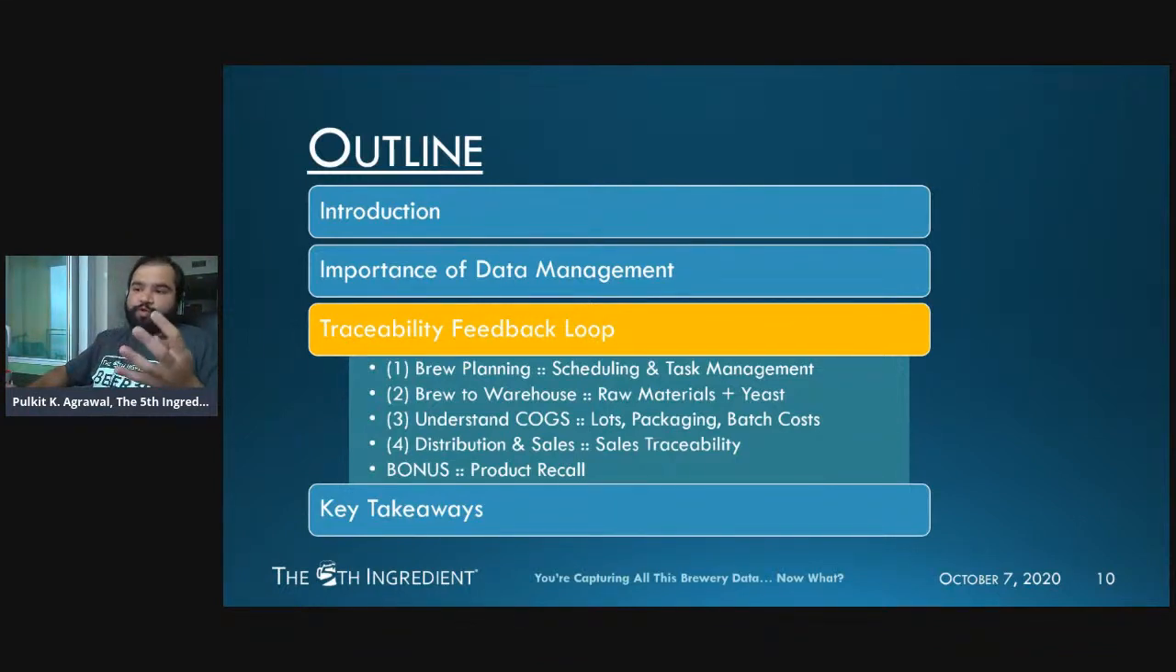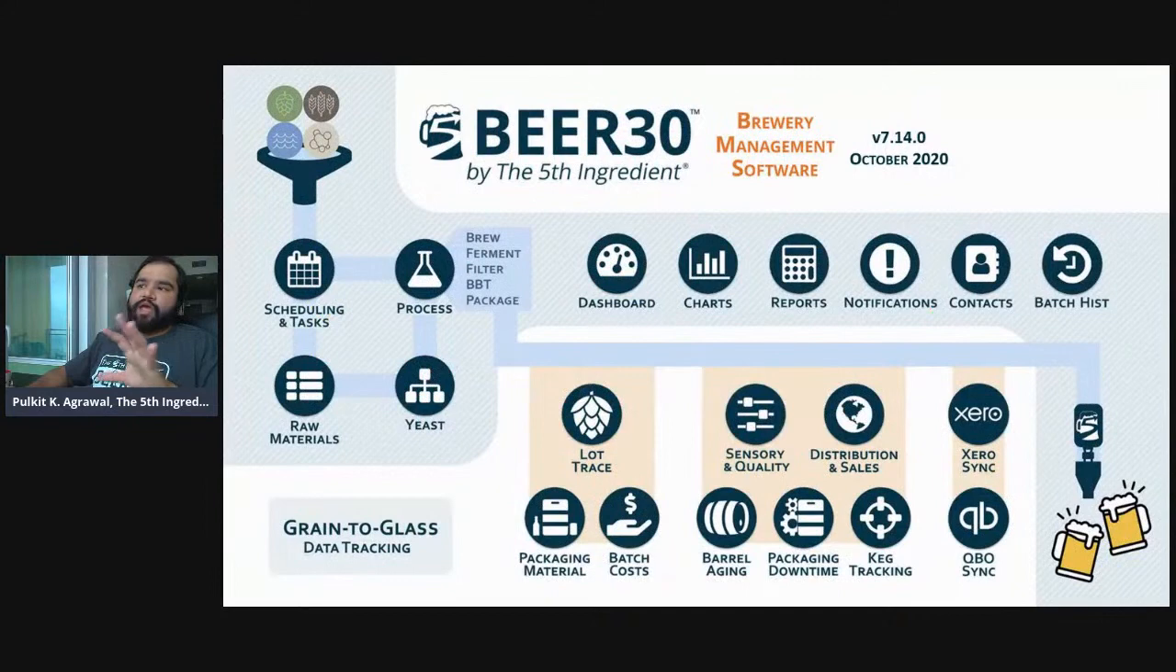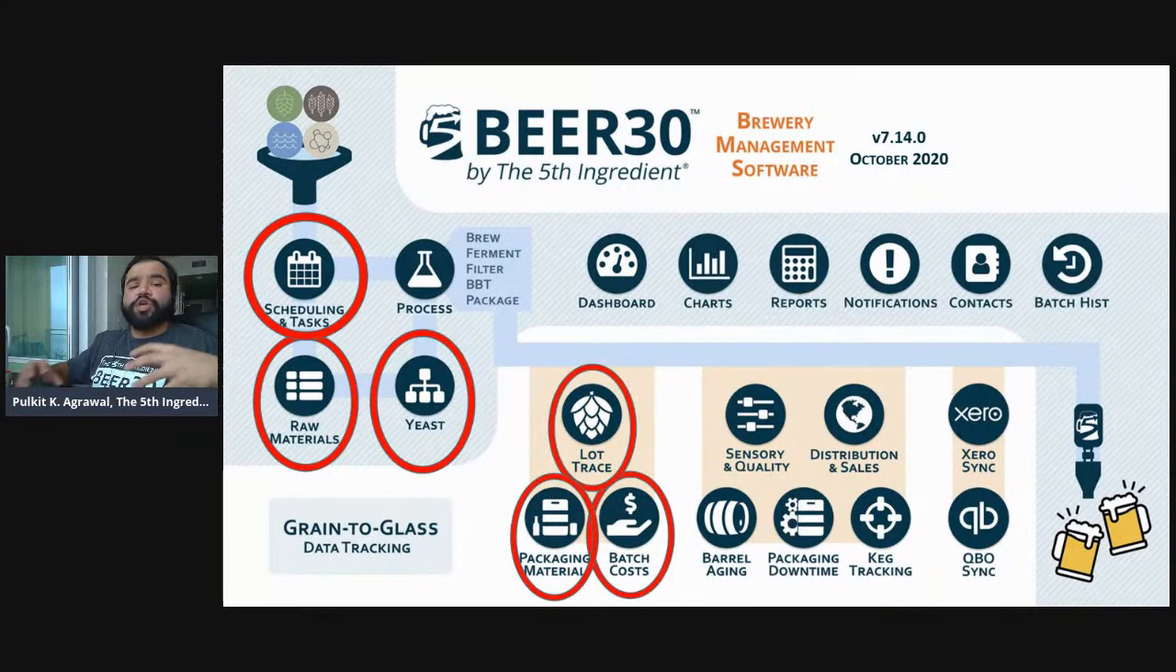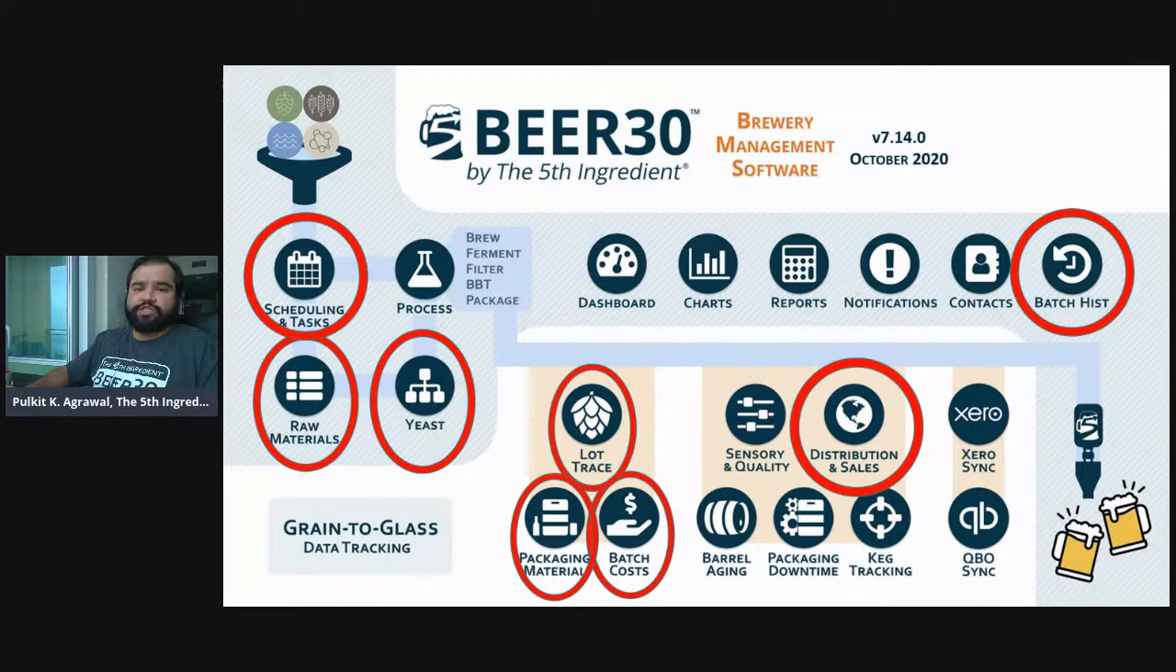And like I mentioned, there's 4 steps, and there's technically a bonus as well. And we'll dive into each of those one at a time now. So looking back at this flow diagram that we have of all the different aspects of a brewery, we're really going to focus in on scheduling and tasks, looking at raw materials and yeast management, jumping into the traceability side of packaging material, batch costing, understanding distribution and sales, and then tying that up with batch history.